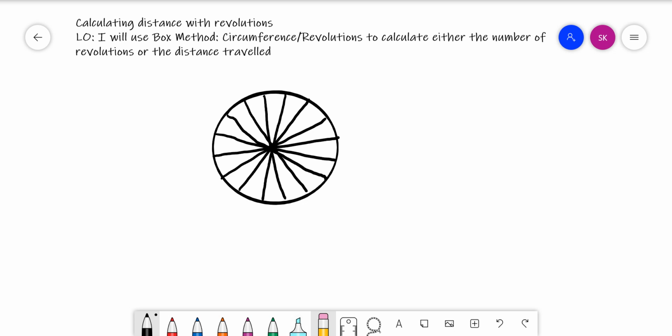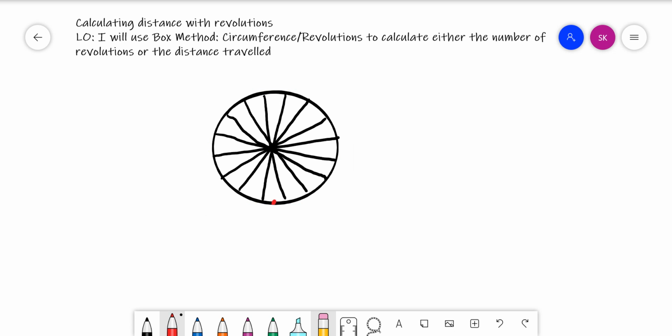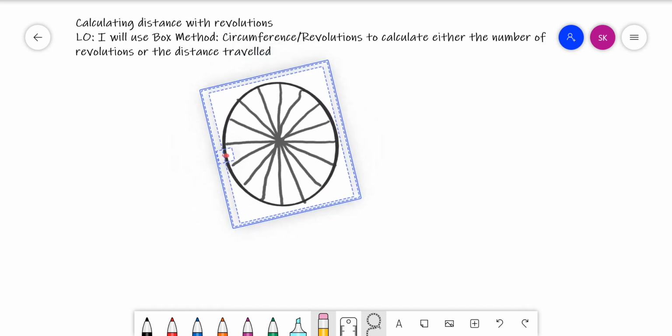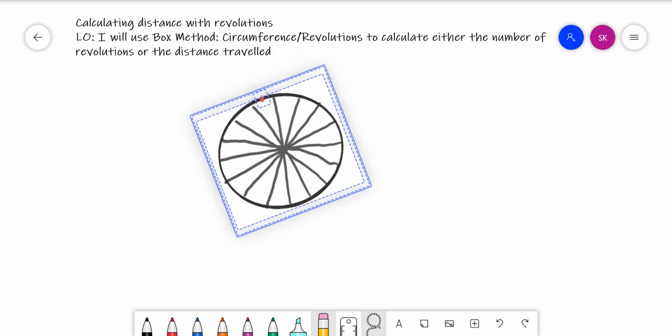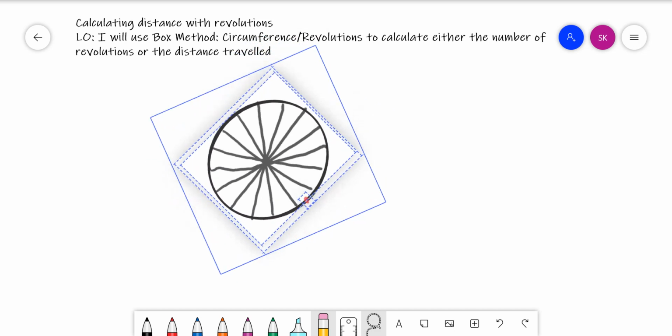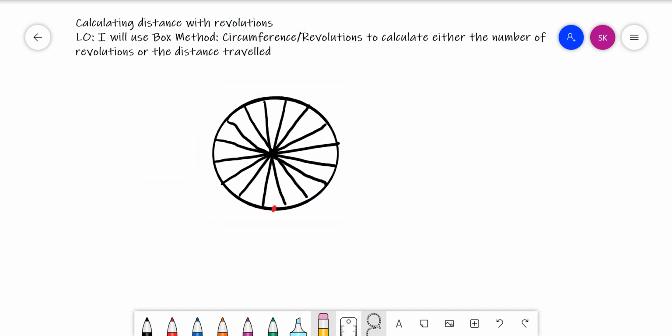Now this is a wheel, and one revolution is basically one full circle. So it's one full turn. If I pick this wheel up, you see the red point at the bottom. If I turn it all the way until it goes back down to the bottom, that is one full revolution. It's one full turn of a wheel.